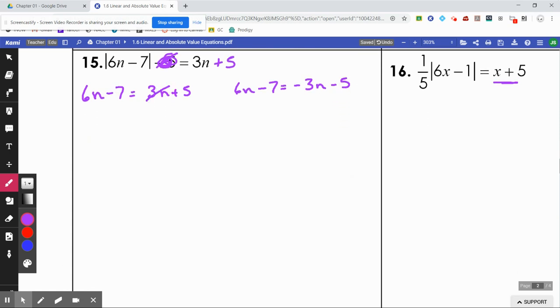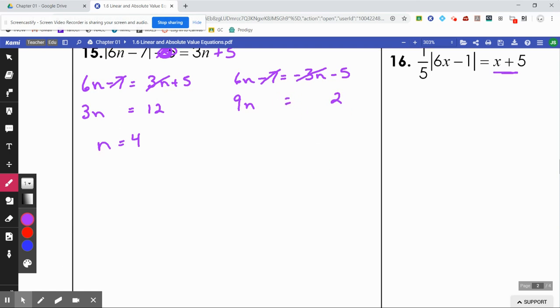Let's move our 3n's by subtracting. 6n minus 3n leaves you with 3n's. Move our minus 7 by adding. That gives you 12. Divide by 3 gives you 4. Move your minus 3n by adding. You now have 9n. Move your minus 7 by adding. It's equal to 2. Negative 5 plus 7 is 2. To get rid of 9, let's divide by 2. And again, you got n is 2/9.